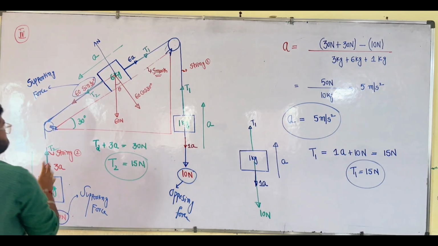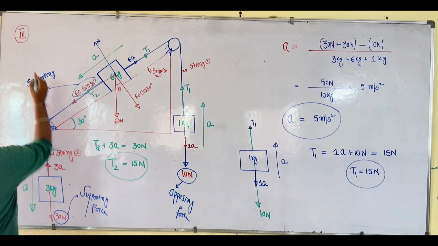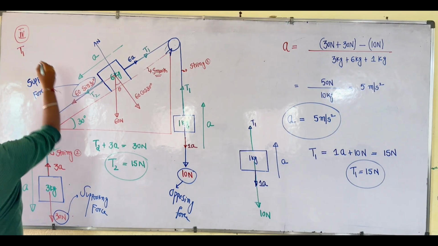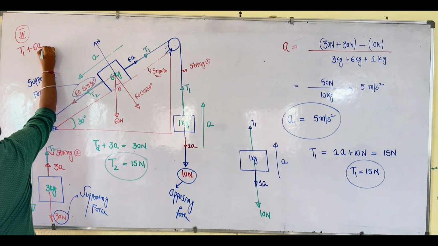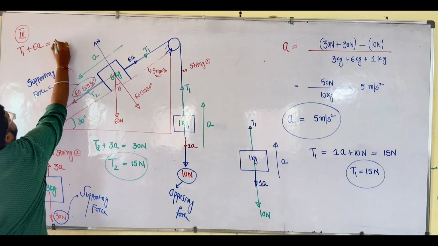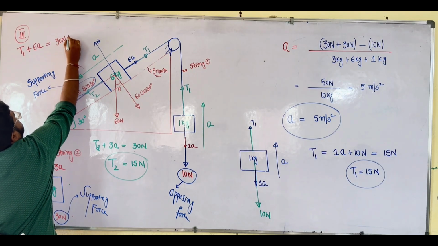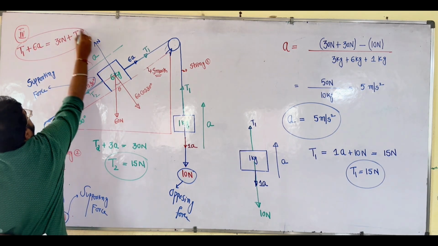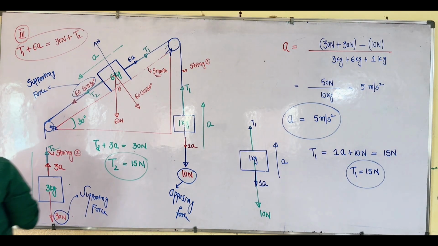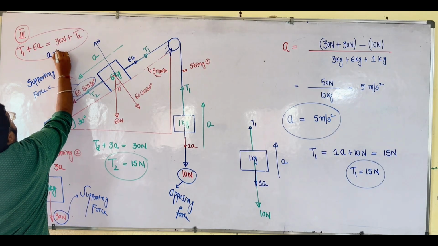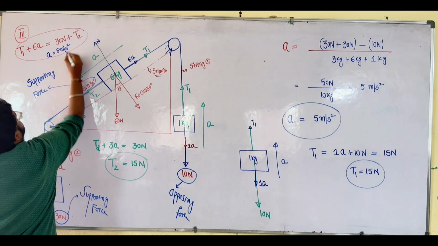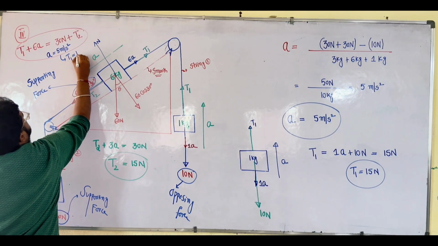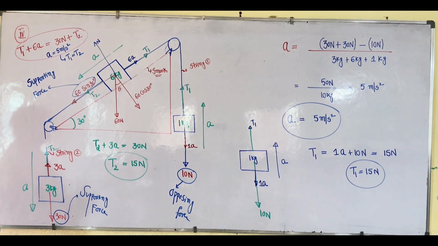Now tell me, sum of the upward force equal to sum of the downward forces. What is the equation? T1 plus 6A equal to how much? 30 Newton plus T2. T1 equal to T2 is obtained. Then the acceleration which is obtained? 5 meter per second square. Here T1 equal to T2. Clear or not? Next, write. 5. Completed.